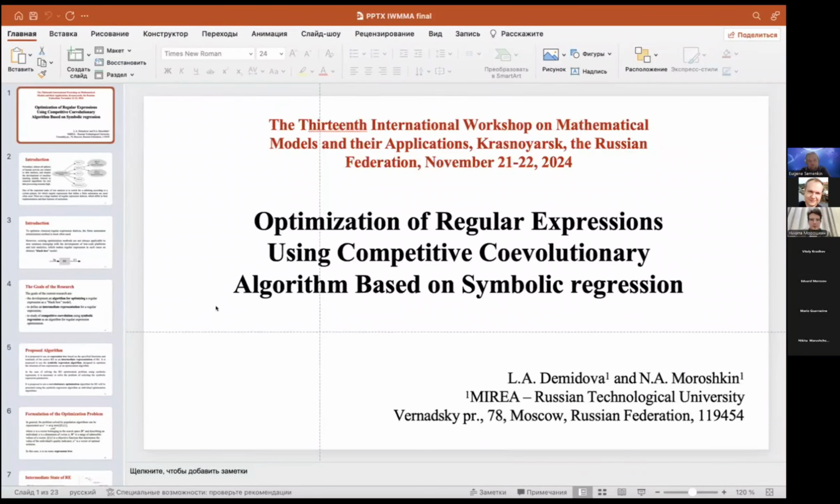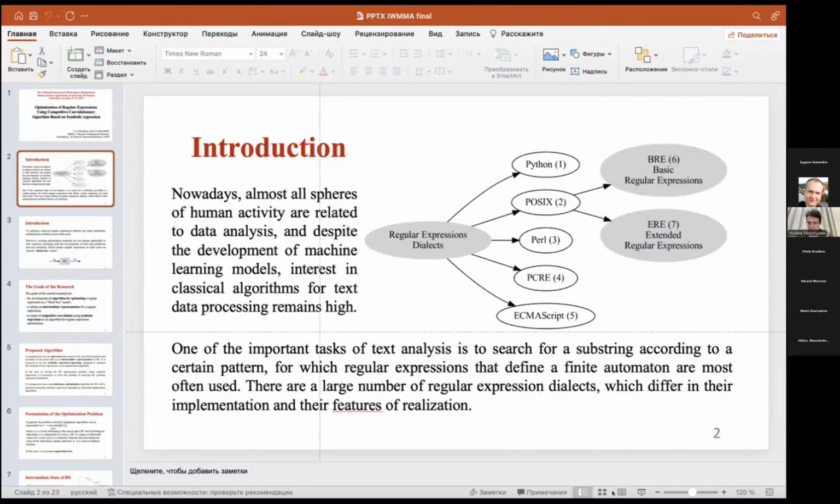Good afternoon, dear colleagues. Do you hear me and see the presentation? Yes, we hear, we see, thank you. Excellent. My name is Nikita Moroshkin, and my academic supervisor is Denis Lilia, and we want to tell you about optimization of regular expressions using a competitive coevolutionary algorithm.